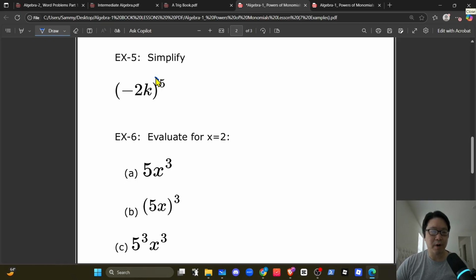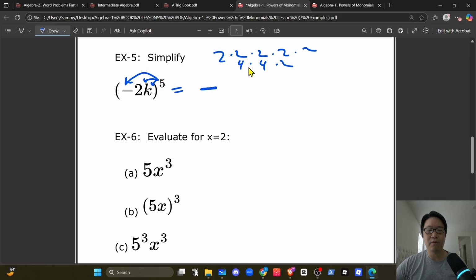So remember, the 5 is getting applied to the negative, it's getting applied to the 2, and it's getting applied to k. So this is going to be a negative, right? 5 is an odd number. 2 raised to the 5th power is 2 times 2 times 2 times 2 times 2. What is that? 4 times 4 times 2. 4 times 4 is 16. 16 times 2 is 32. So we're going to end up with negative 32 k raised to the 5th power.